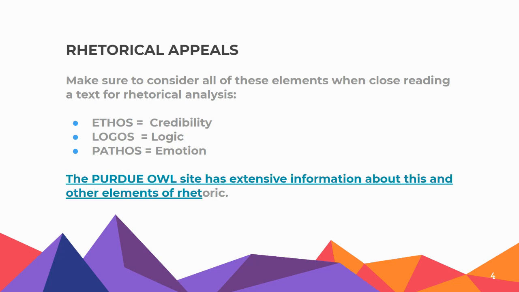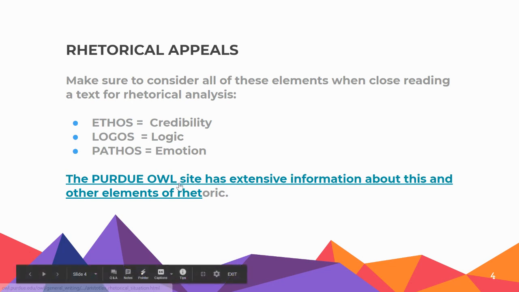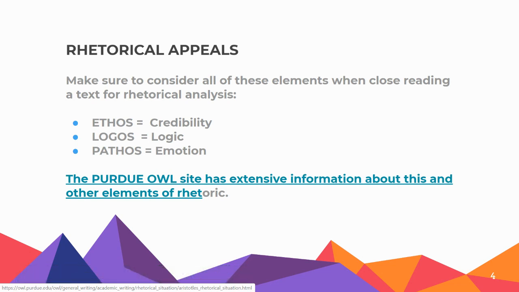All right, don't forget rhetorical appeals. These are ethos, logos, and pathos. There is a link here to more extensive info on this. There's also some slides that I'm going to zip through because we've talked about this, but you can go through them at a slower pace, okay? If you feel like you need a review.